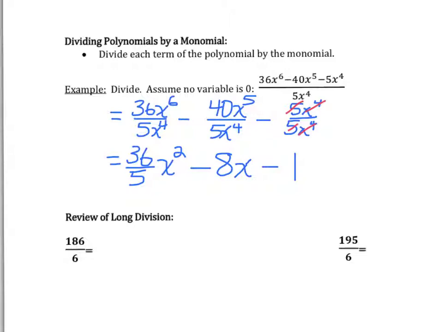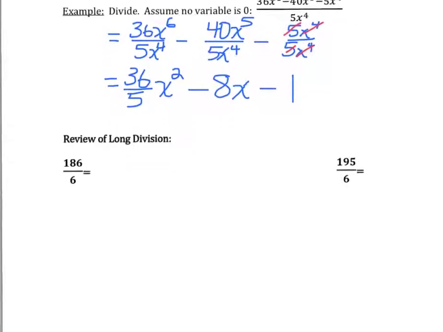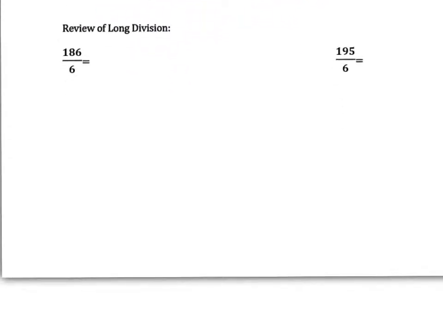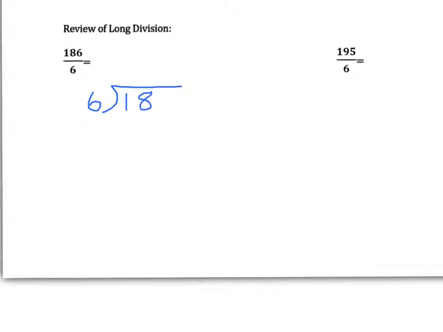Before we get to dividing polynomials by polynomials, I want to review how we do long division, because that is the method that we're going to use to divide polynomials by polynomials. All right, bigger than monomials, longer than monomials. All right, and so I'm going to look at this first example where I divide 186 by 6. Remember, when we do long division, our 6 goes on the outside, our 186 goes under our division symbol.